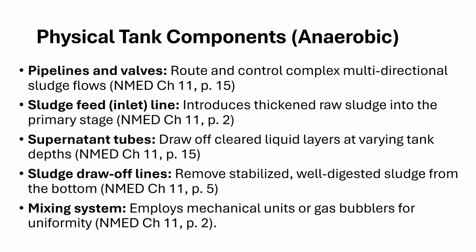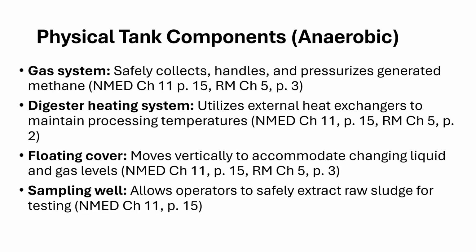Okay, and that mixing system up top, the gas mixing system, their mechanical units are gas bubblers. They're going to ensure uniformity. We want a constant mix, because if we are collecting the methane, for example, for cogeneration, we are going to want a constant concentration, so that our flames aren't going to sputter on and off in our arrestor or in a cogeneration setup. Okay, the gas system, it's a safety feature. It's going to, in a very safe manner, collect, handle, and pressurize that methane. Okay, the digester heating system, the counter current flow in the center, that's going to take external heat exchangers to maintain these processing temperatures.